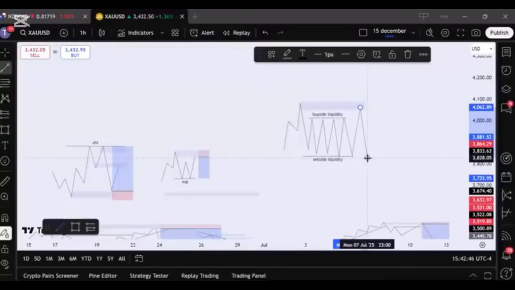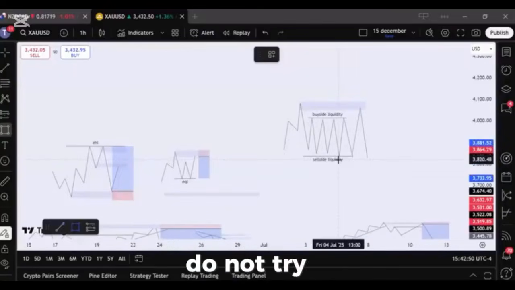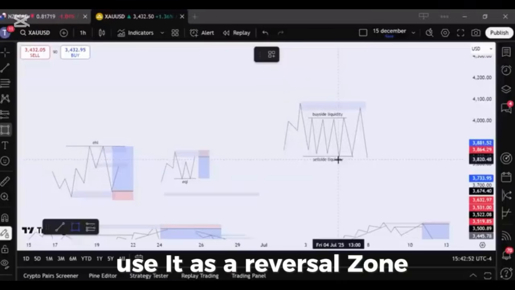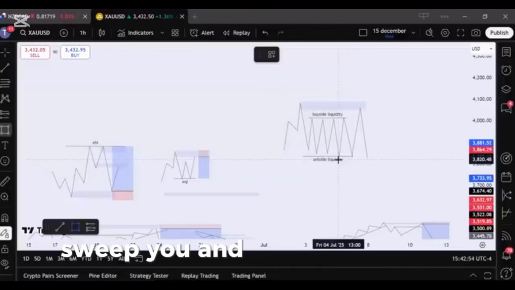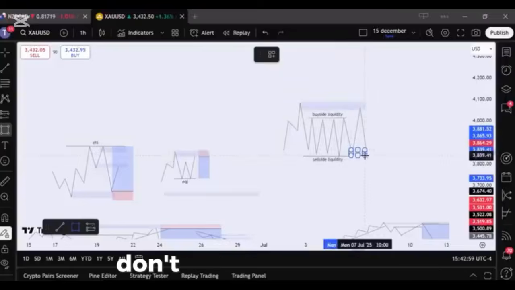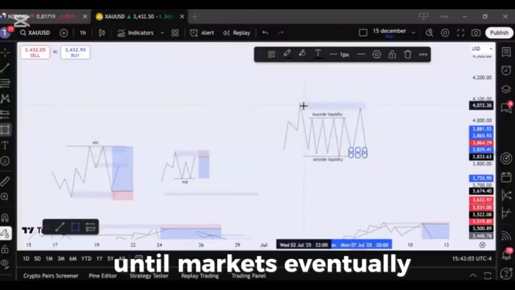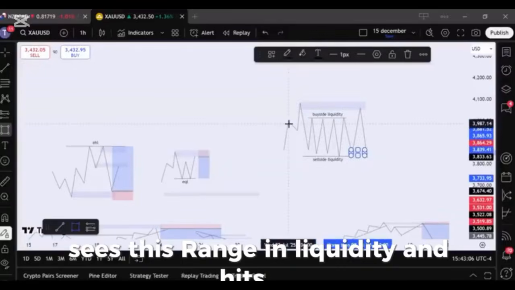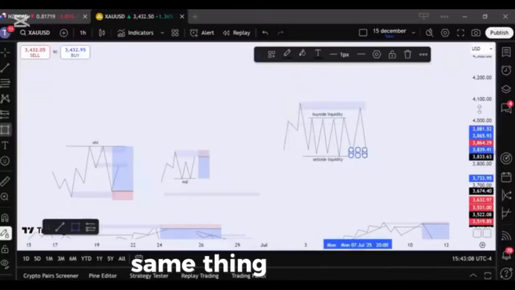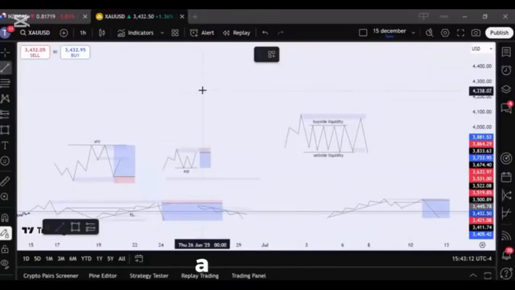So now the thing is, any POI that is enclosed inside this range, do not try to use it as a reversal zone, because market will eventually sweep you and take you out and use you as liquidity. So for example, you may see an order block here, don't use it as a buy. You may see a breaker here, don't use it as a buy until market eventually sweeps this range in liquidity and hits TP.